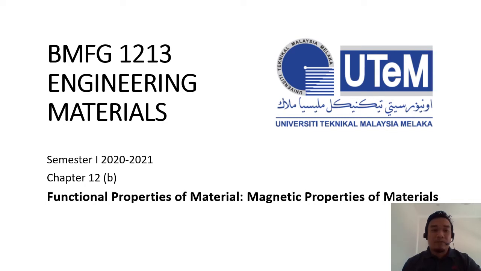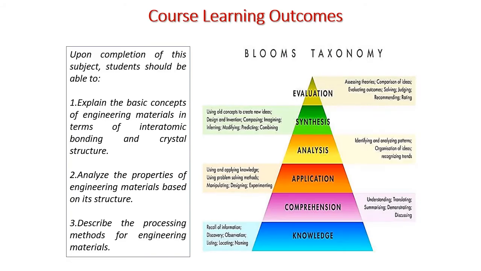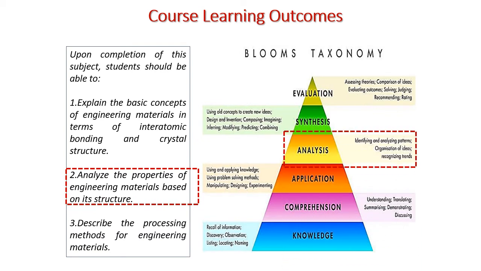I will continue on chapter 12B, Functional Properties of Material, Magnetic Properties of Materials. This chapter will cover CLO2, which is to analyze the properties of engineering materials based on their structure, which is included in the Bloom taxonomy analysis.